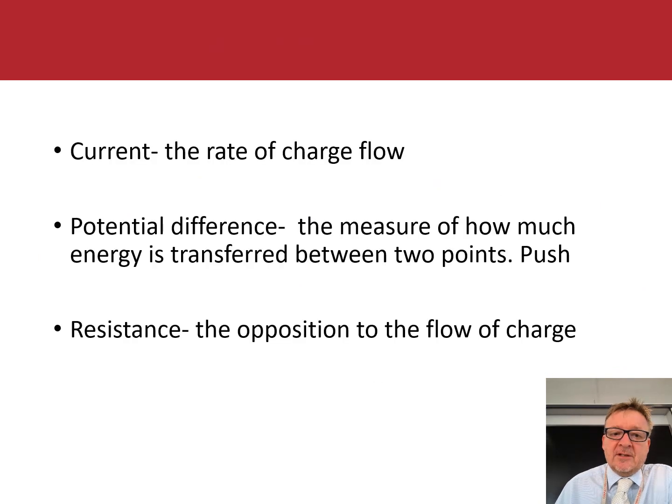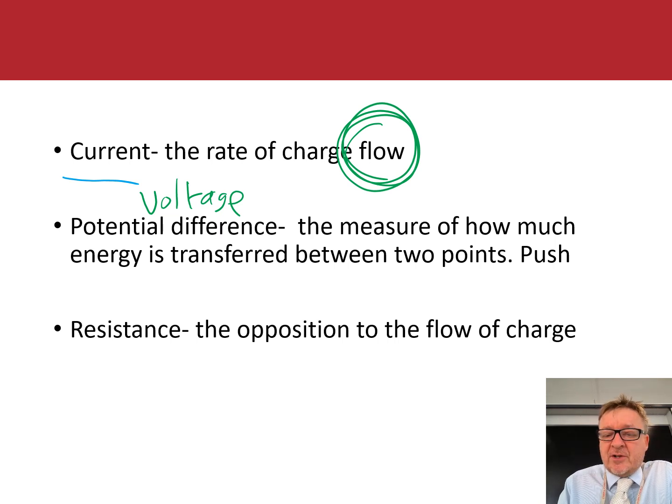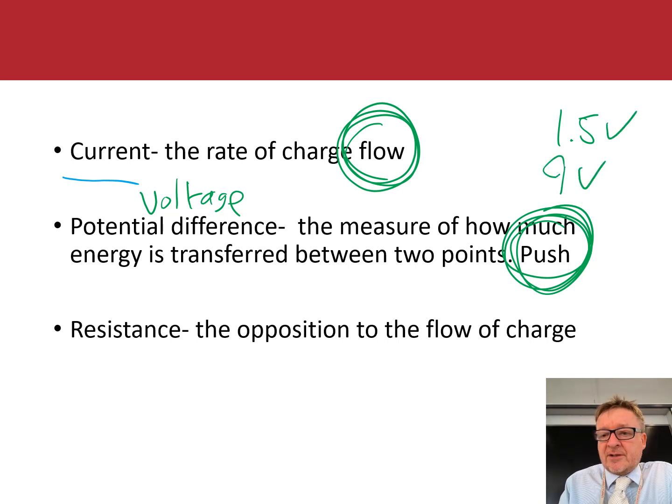Now, definitions. Current is the rate of flow of charge. I'll always remember current as the flow. It's the flow of electricity. Potential difference, when I was at school, used to be called voltage, but now it's called potential difference. It's a measure of how much energy is transferred between 2 points. I always remember it as the push. It's how hard the electricity is pushed out. So if you've got a 1.5 volt battery and a 9 volt battery, which one's pushing the hardest? The 9 volt one.